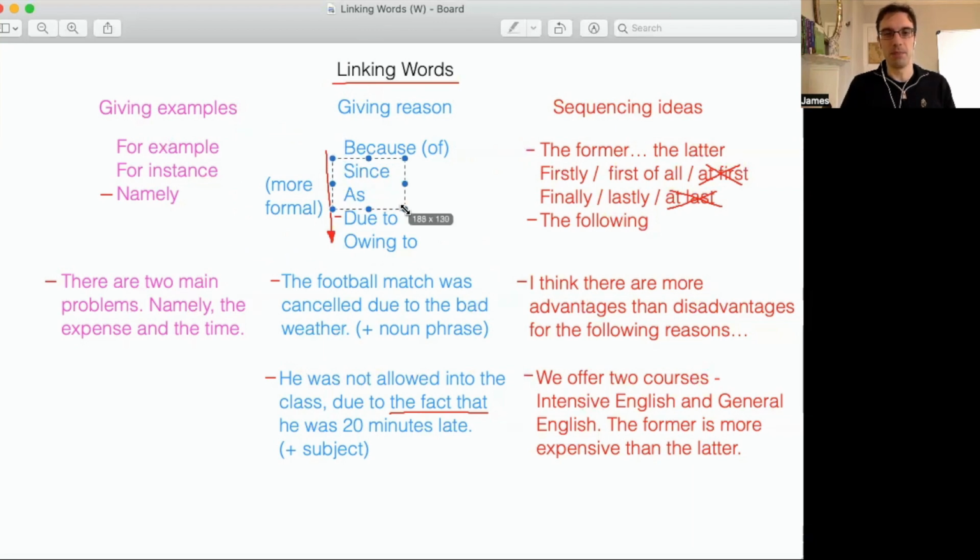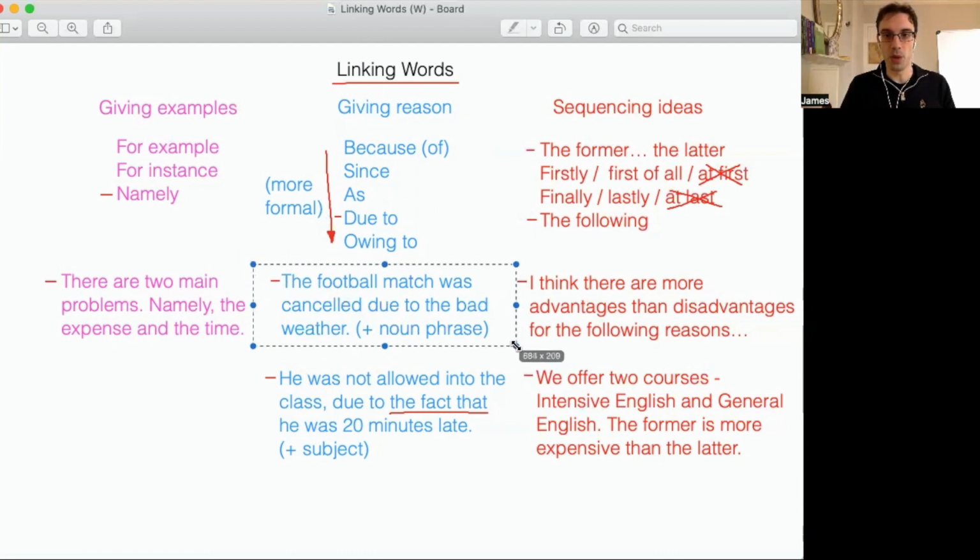Since and as are basically the same, but due to and owing to, these are more formal than the phrases above it. But it would be good to use something like this because not only is it more formal, but it also requires you to know the grammar of these words. And we're going to get into that right now. So there are a couple of ways you can use, we're going to go with due to. I'll give you the example of due to.